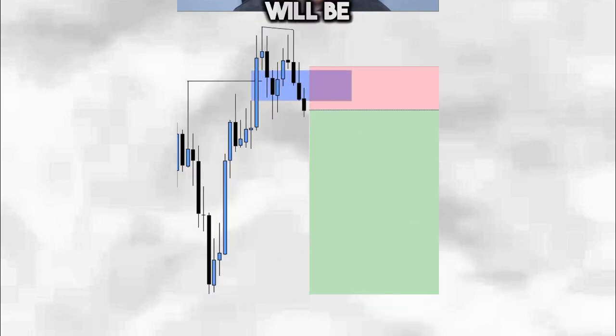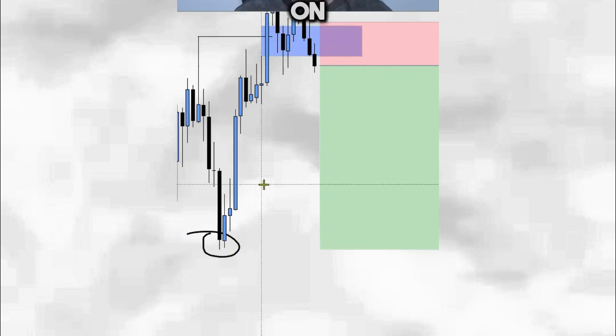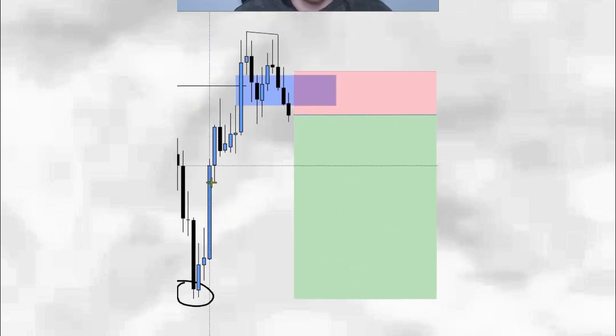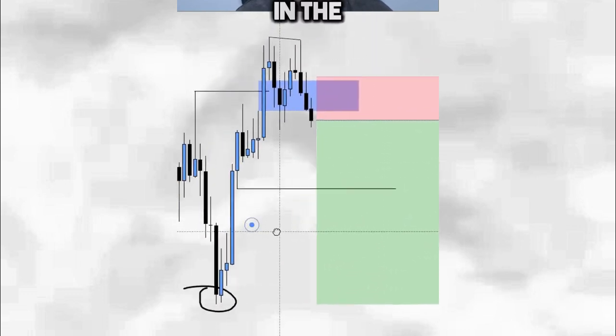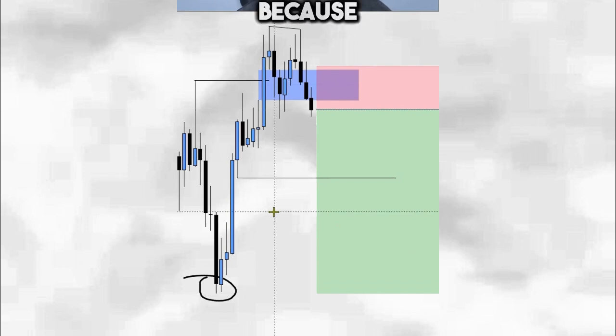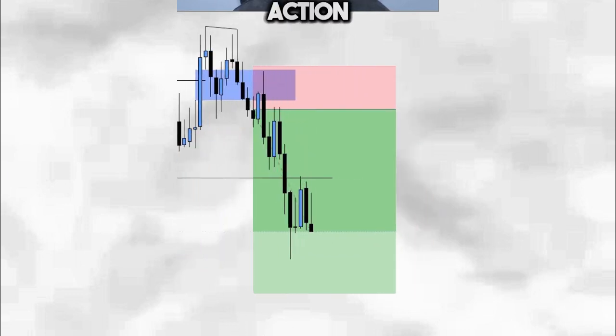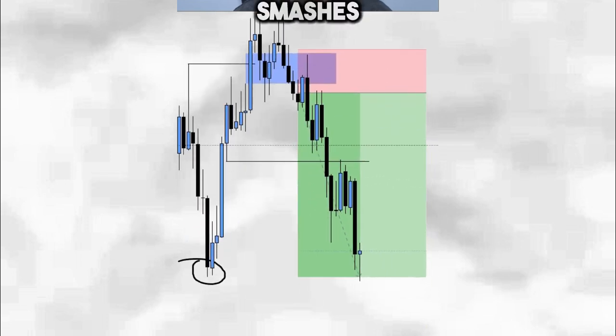Our main target will be this draw on liquidity resting right here, as this is an extremely strong draw on liquidity, but we will first take profits when price action hits this point in the market, and the reason for that is simply because it is a bullish fair value gap that has not been filled yet. If we play out the price action, as you can see, price action comes down and smashes the take profit. I trade this strategy every single day.